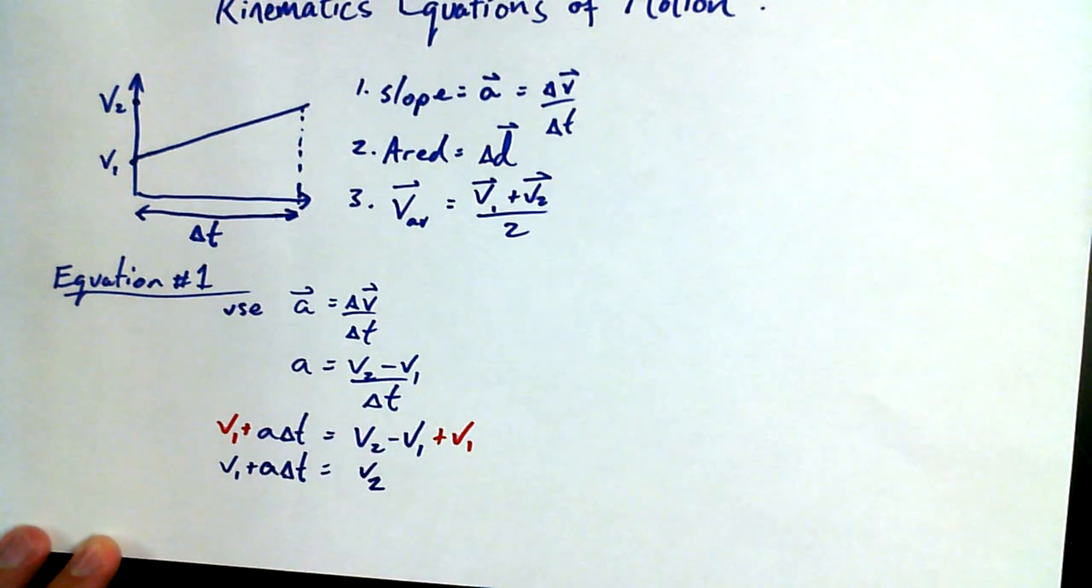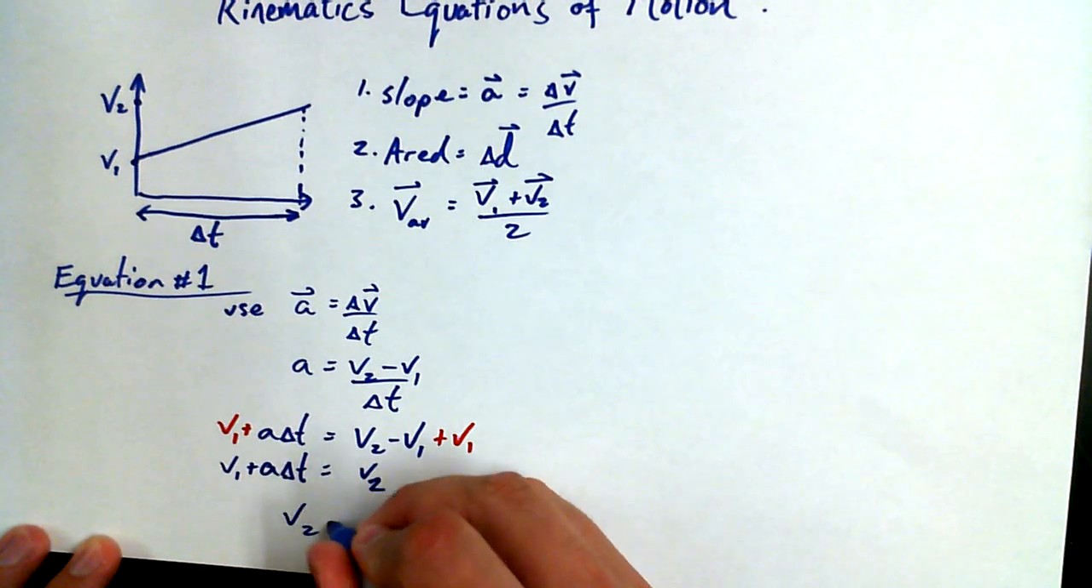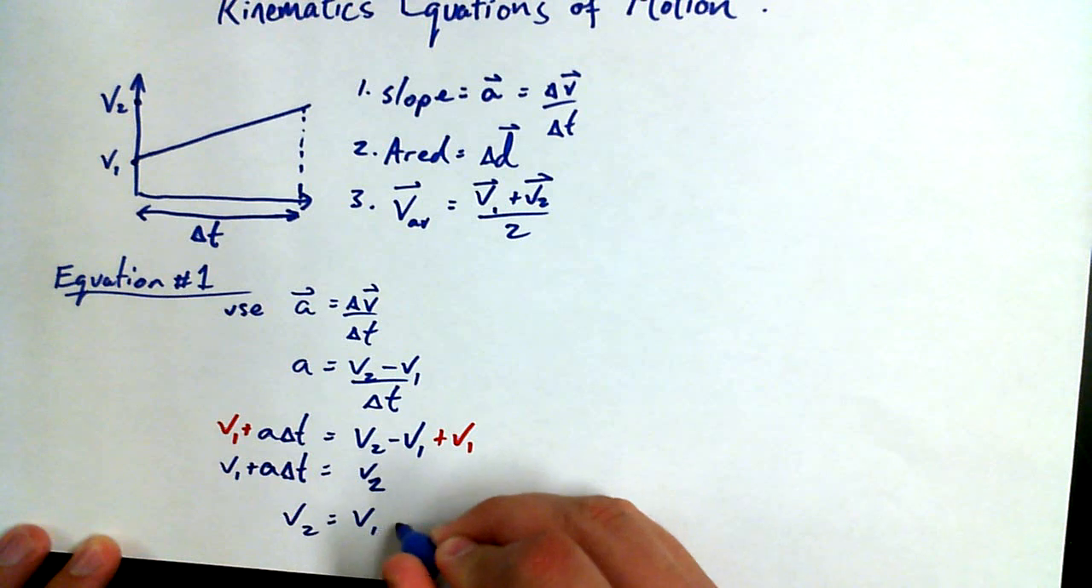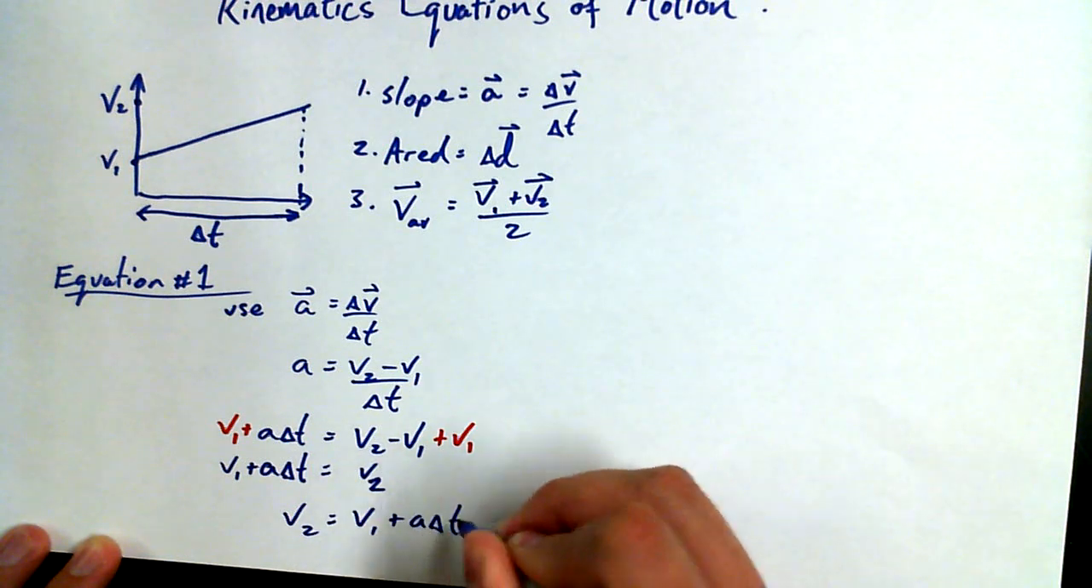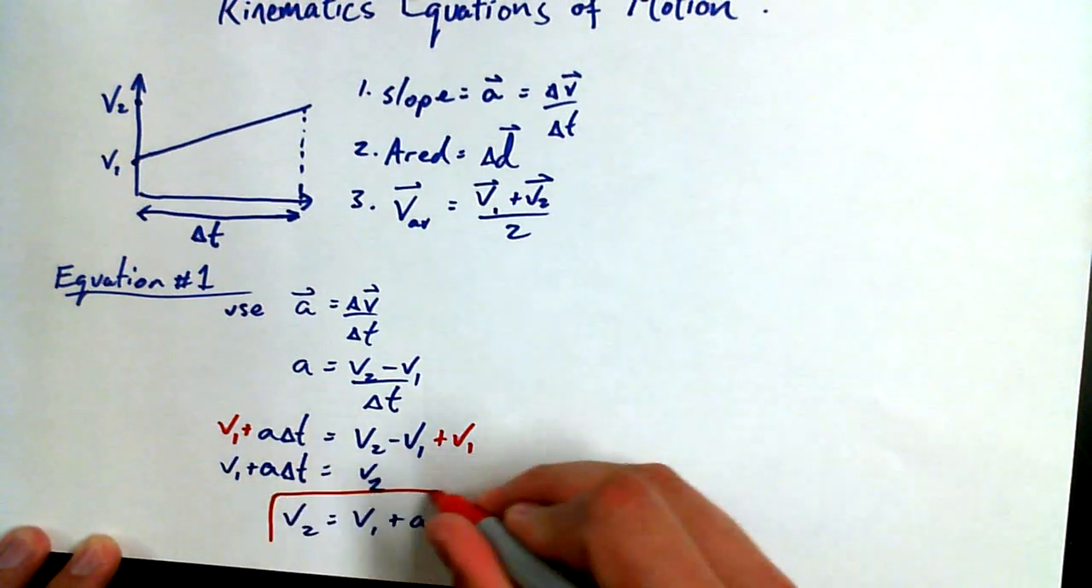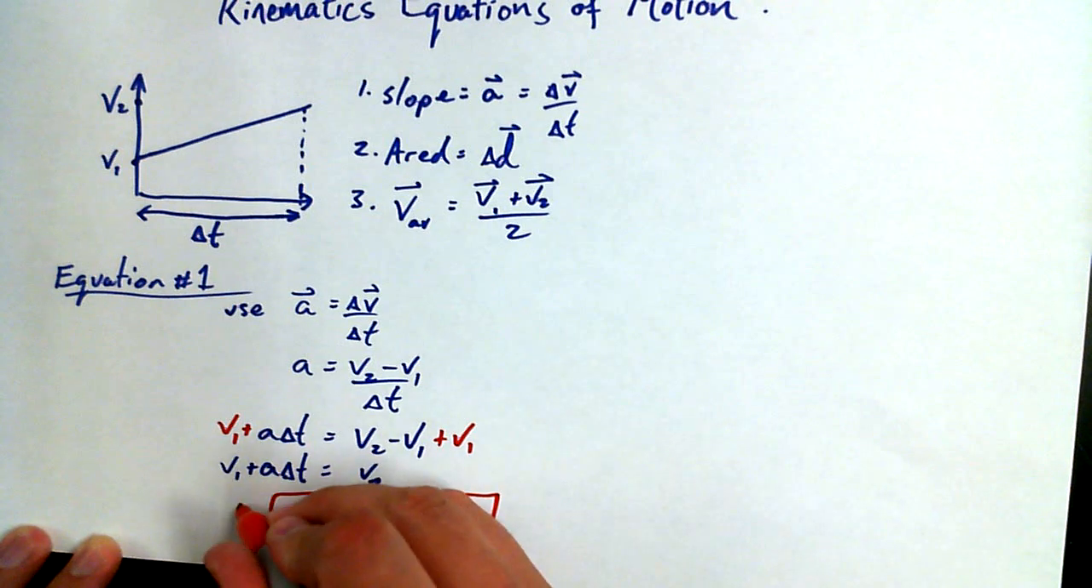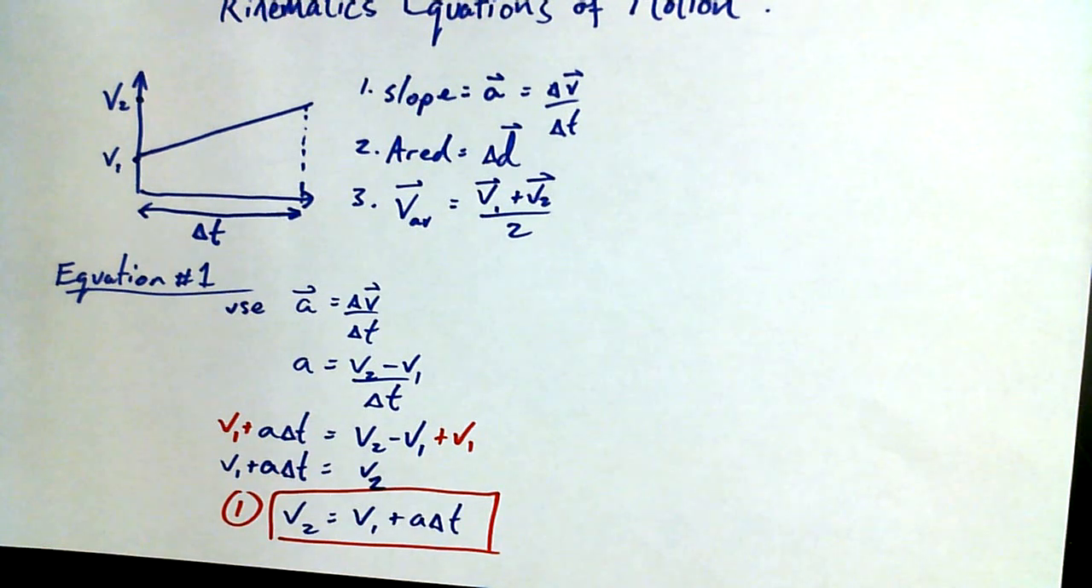And stylistically, we like to have the isolated variable on the left and the rest of the expression on the right. So V2 equals V1 plus A delta T. And bingo was his name-o. We're going to call that equation 1. Okay?